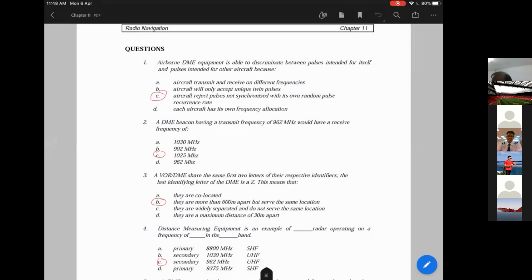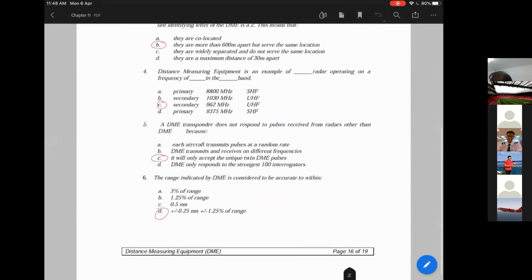Distance measuring equipment is an example of secondary radar operating on a frequency of 962 megahertz in the UHF band. The answer is absolutely correct. Question number 5, please.